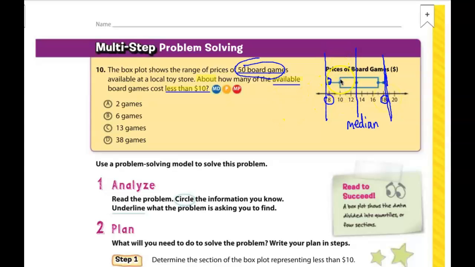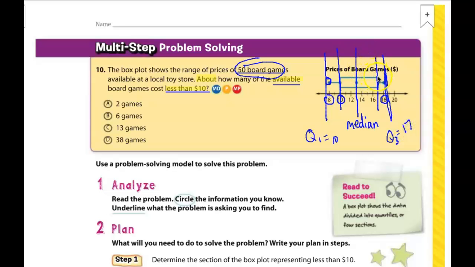Now, this box starts at quartile 1. So what number represents quartile 1? Go ahead and answer that for me, please. Very good. The answer is 10. And the end of the box represents quartile 3. So what is the value of quartile 3? Very good. That is halfway between 16 and 18. So quartile 1 is equal to 10, and quartile 3 is equal to 17.